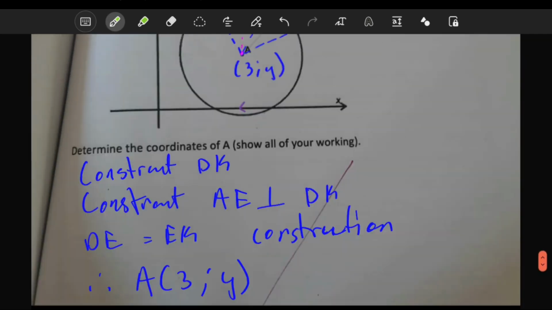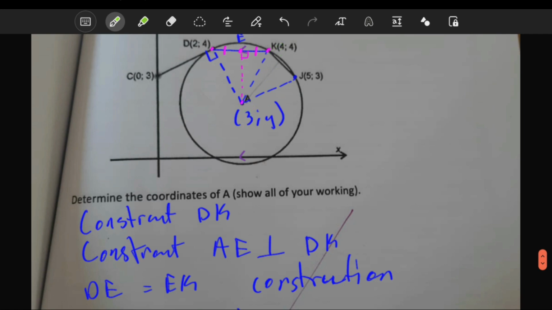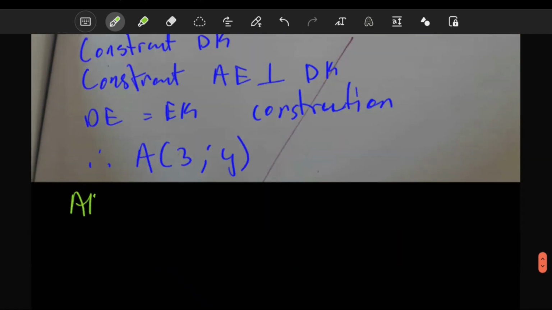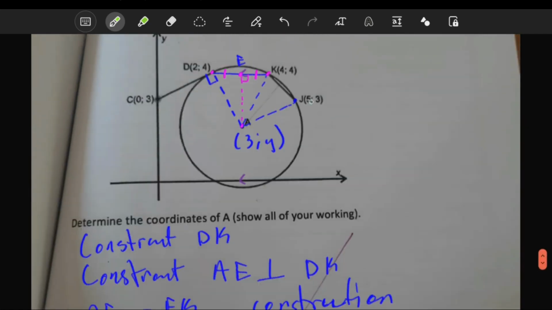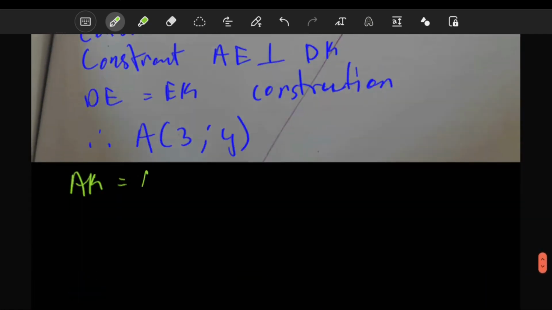So let's see here. We already know that the distance formula here, AK is equal to AJ, because of the radius. AJ, just radius.